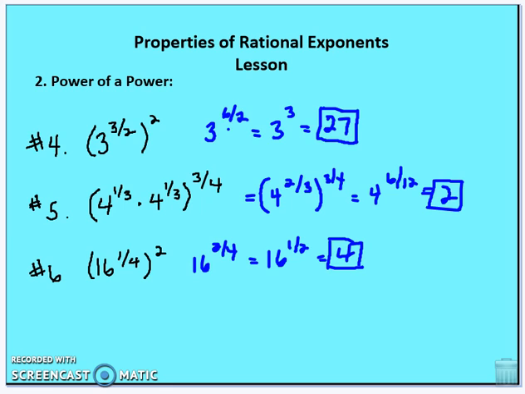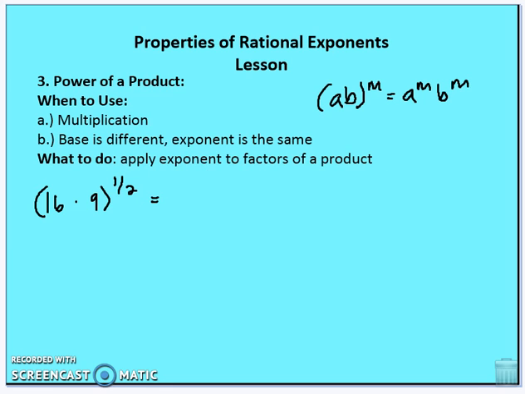All right, property number 3, power of a product. Power of a product is when you have two factors, or a product, taken to a power. You can separate the product into its factors and apply that given exponent to each of the factors. So in this case, a times b, a product to the m, is equal to a to the m times b to the m. And of course, it can work in both directions.